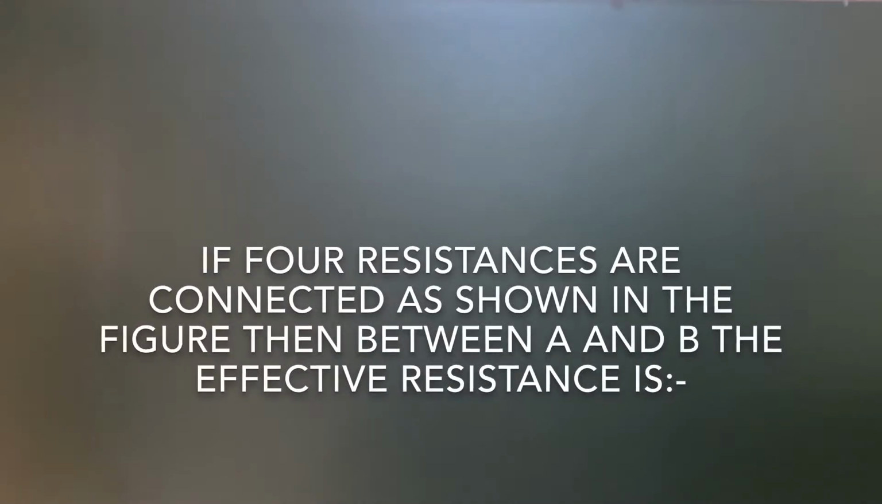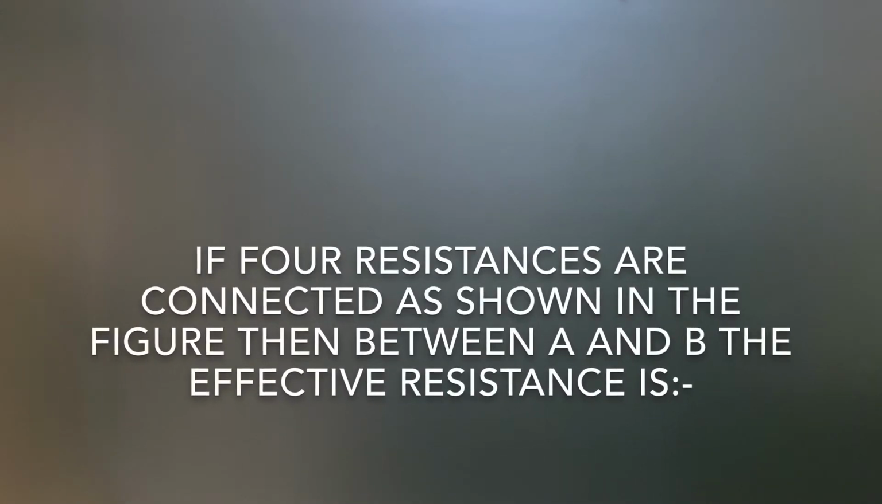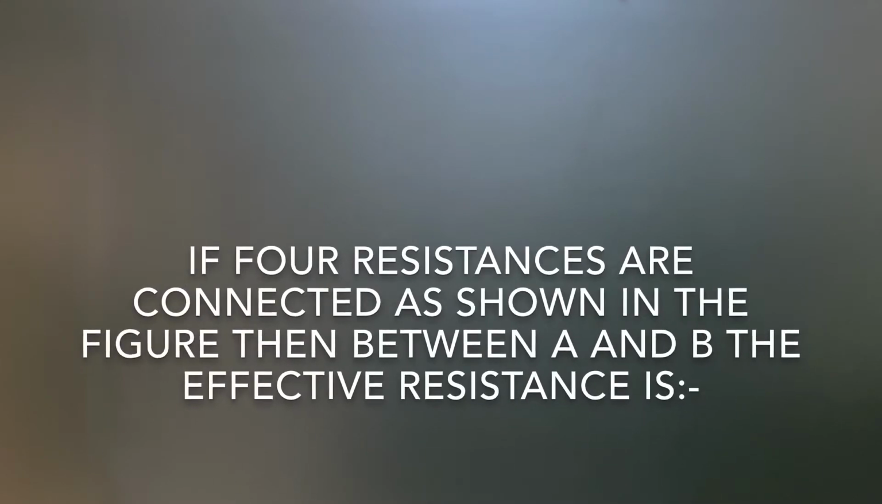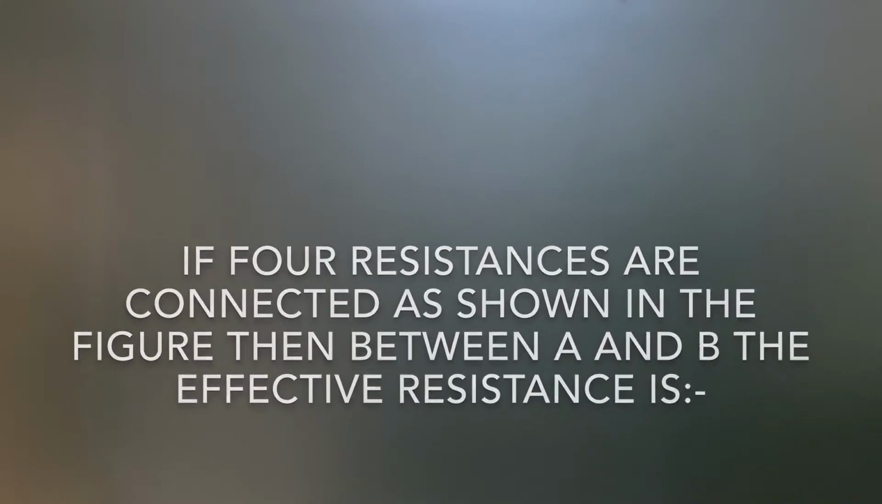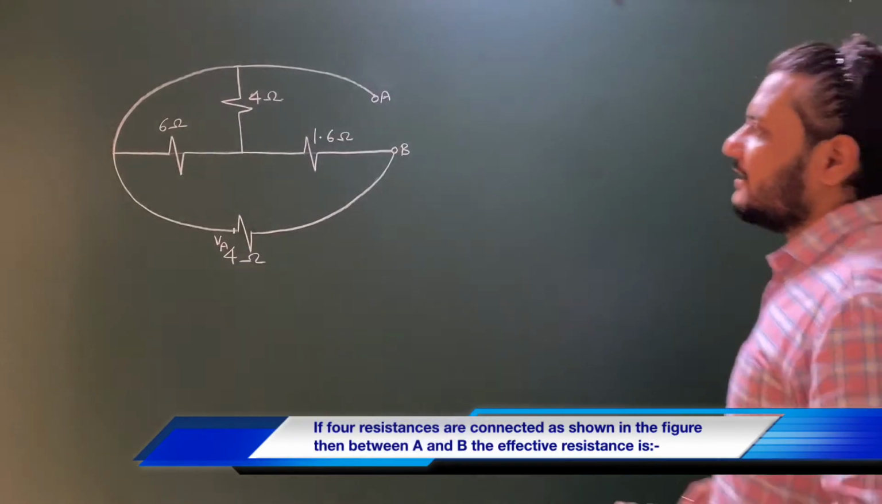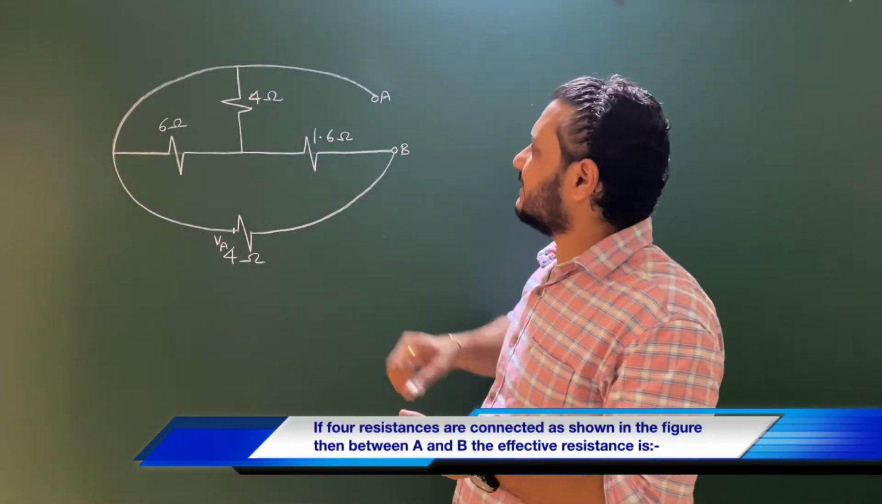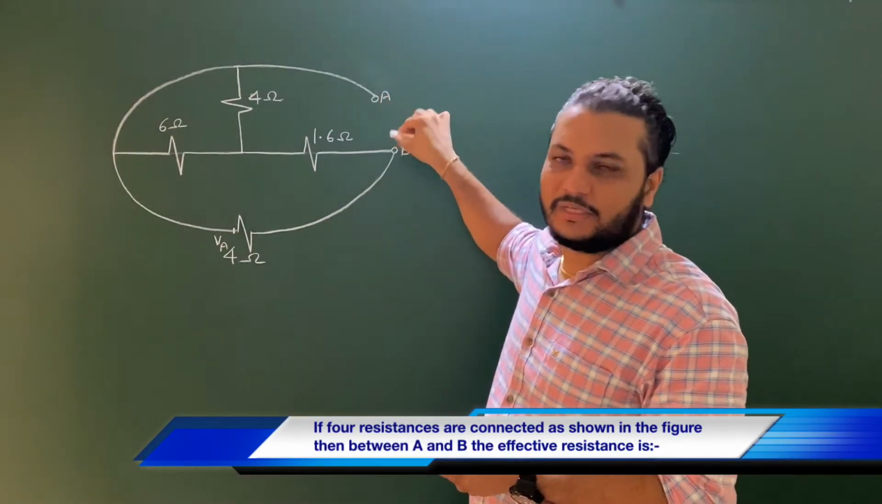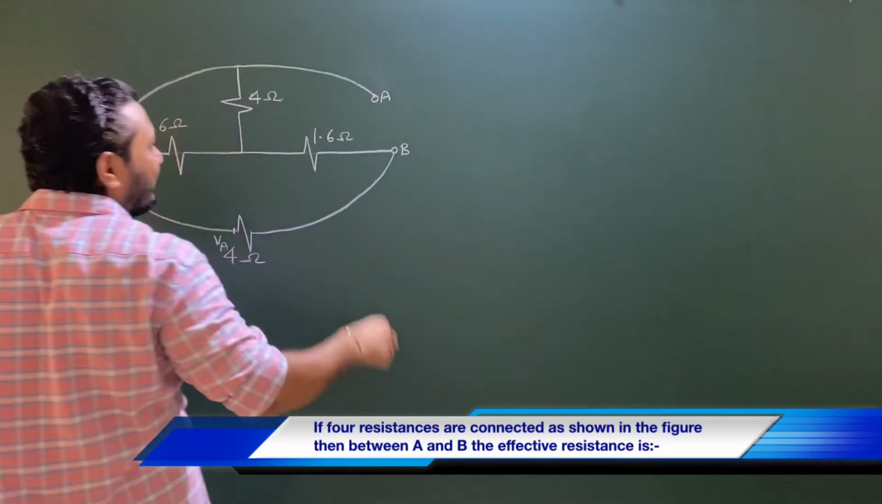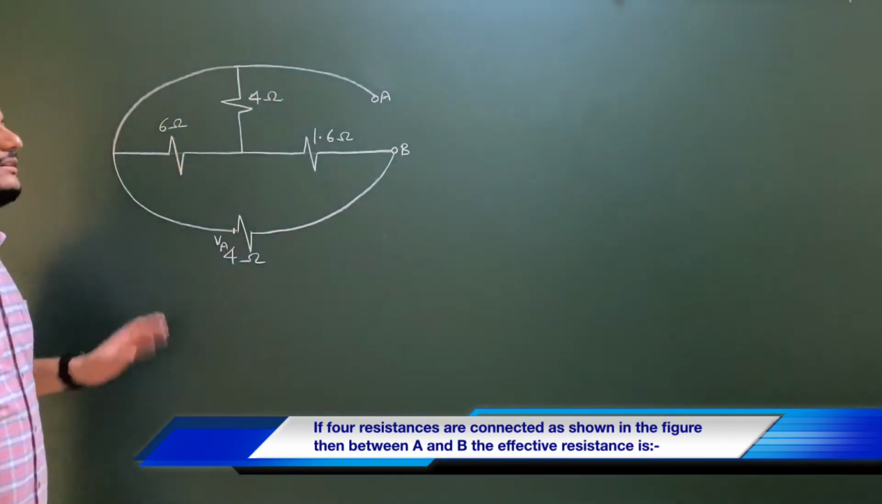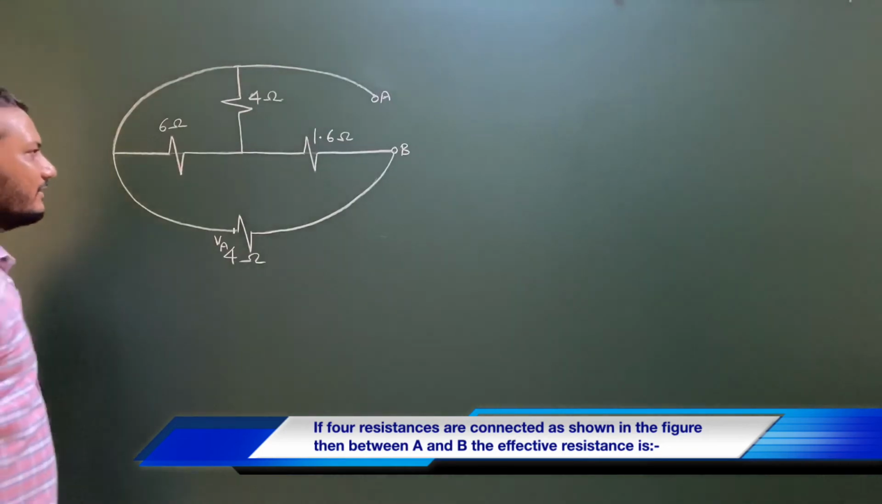If four resistances are connected as shown in the figure, then between A and B the effective resistance is. Here we need to calculate the equivalent resistance between point A and point B. So let us define the potential at each and every point. We will use the point method and then we will solve it.